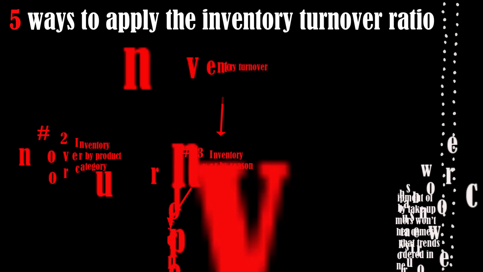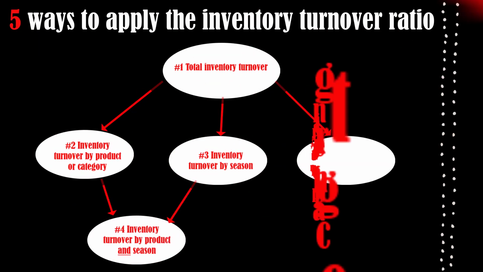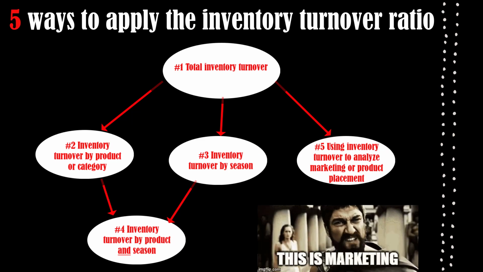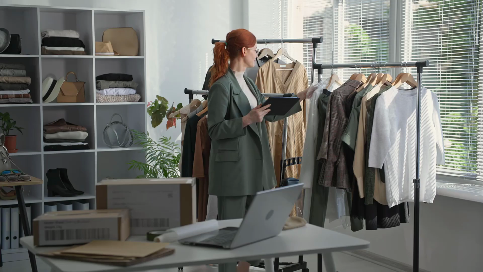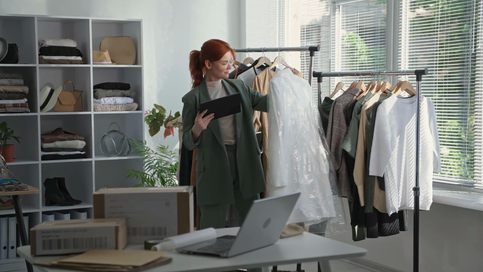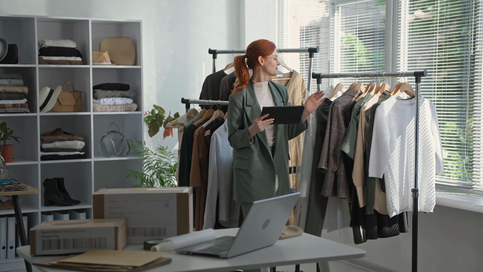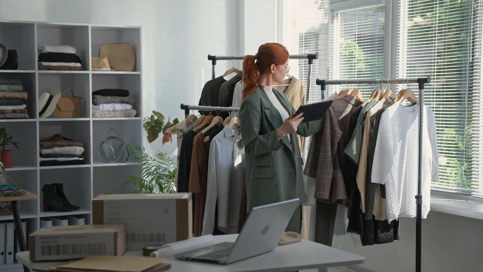Number 5, using inventory turnover to analyze marketing or product placement. Some of the options above might have seemed obvious, but you can also use the inventory turnover ratio to analyze how your marketing efforts are working and even where to place items in your store. For example, identify a product in your inventory that's had bad turnover for a while. Now change its product placement to the end cap or closer to the register. Or maybe you can move a particular necklace closer to a shirt that it would pair well with. Then wait for a month and compare your inventory turnover for that product month over month. Did the move make a difference?